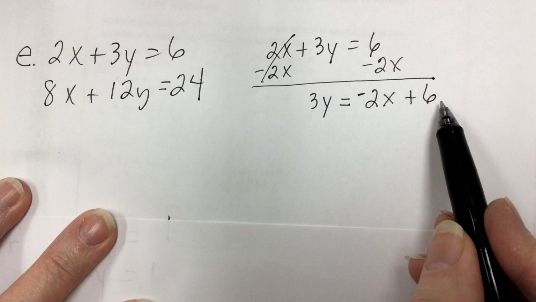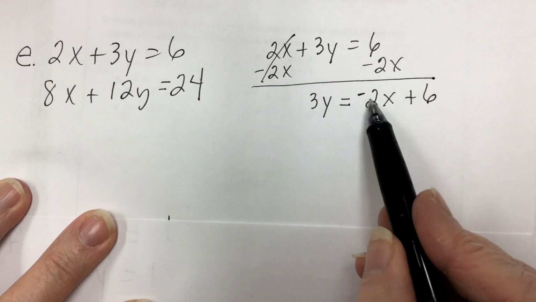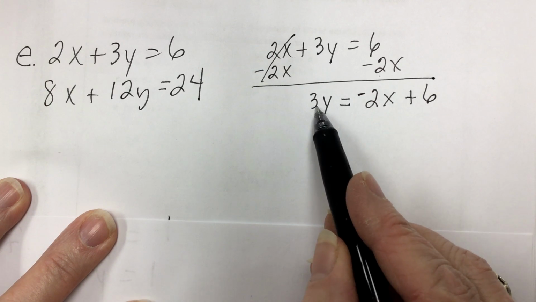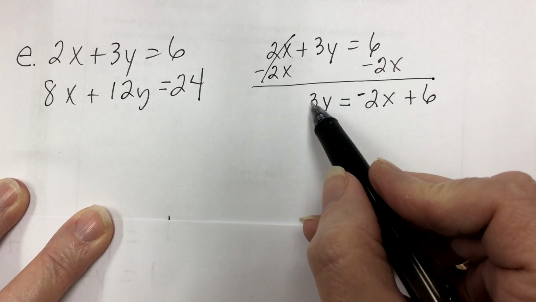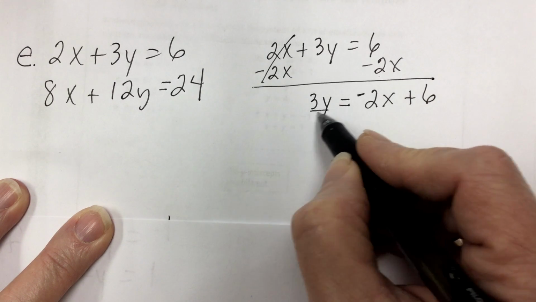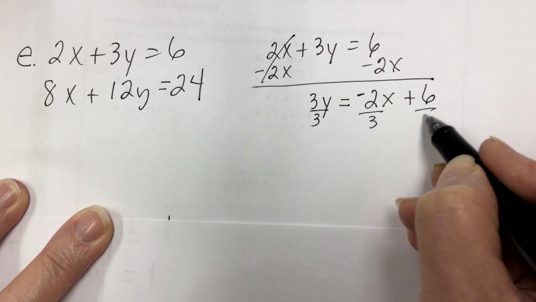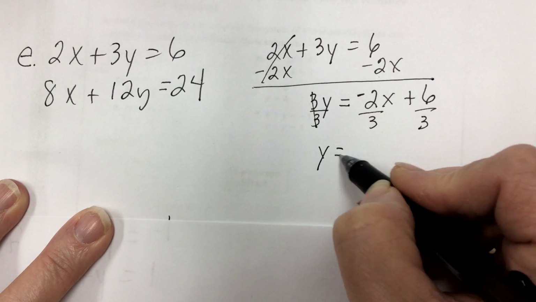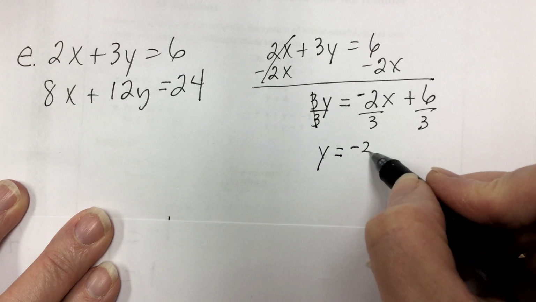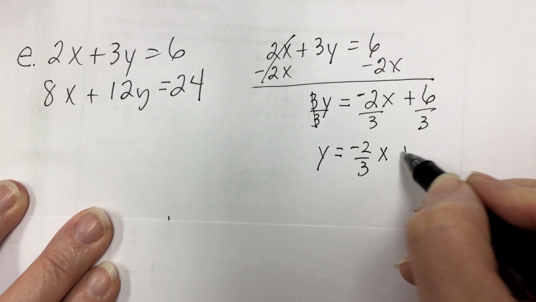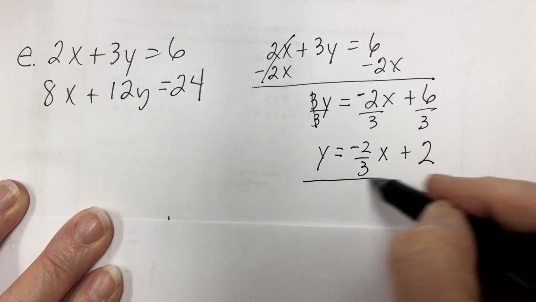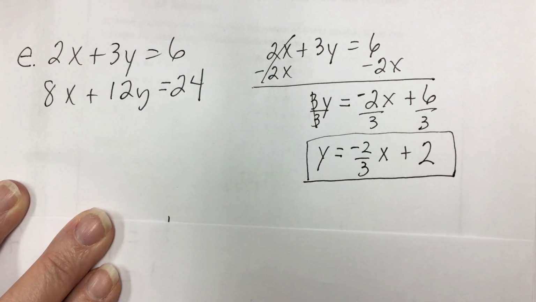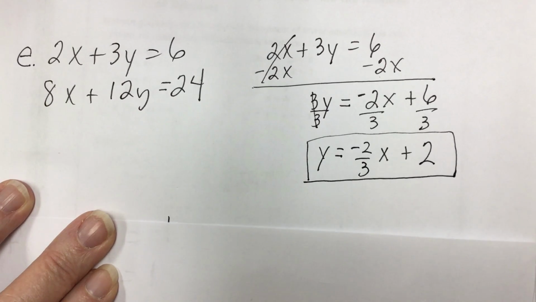I put it in this form, students, because I want it in the form of y equals mx plus b. But I've got to have a 1 in front of y. So to undo the multiplication that 3 is doing to y, I need to divide everything through by 3. The 3's cancel, so I get that 1y just like I want, equals negative 2/3 x plus 2. So there is the first equation in the form of y equals mx plus b.